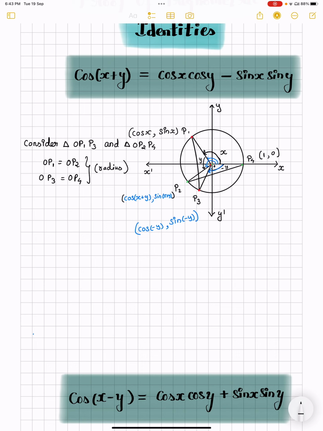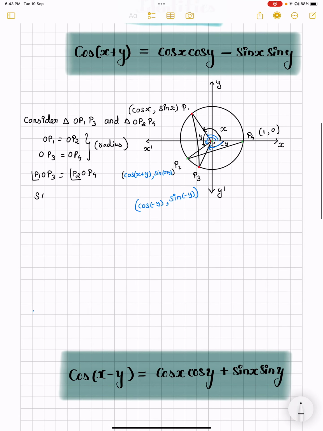Not only that, I would be saying this particular angle is there, right? That is angle P1O P3 is equal to angle P2O P4. These two angles are also equal. Since side, angle, side, that is what? Through SAS congruency, both are congruent. So triangle OP1, P3 is congruent to triangle OP2, P4.